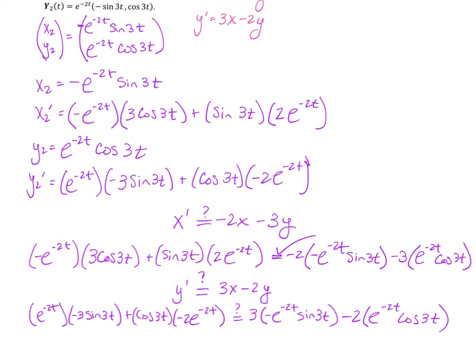Okay, so are these in fact equal? We've got a negative 3 e to the negative 2t sine 3t term right here, and we have that same term right here. And then I have negative 2 e to the negative 2t cosine 3t term, and this term is the same as this term, so these are equal. Okay, so that means that y2 is also a solution.